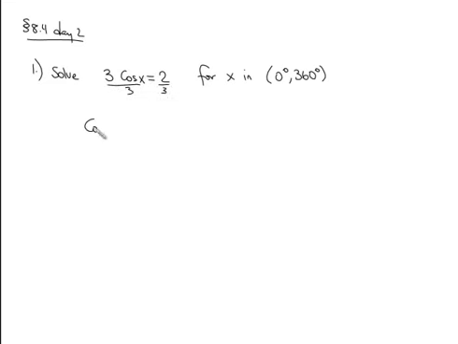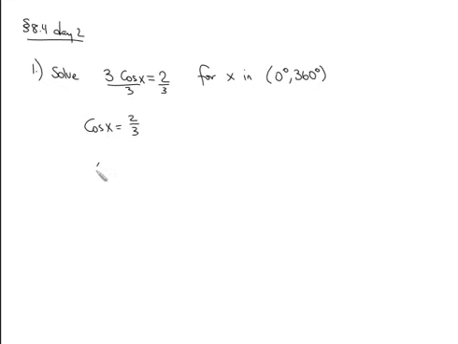And so what we're going to do is solve the following equation. We're going to solve 3 times cosine of x is equal to 2, and we want to solve it for x in the interval 0 degrees to 360 degrees. So the first thing we have to do is get cosine of x by itself. So we're going to divide both sides by 3, and we get cosine of x is equal to 2/3.